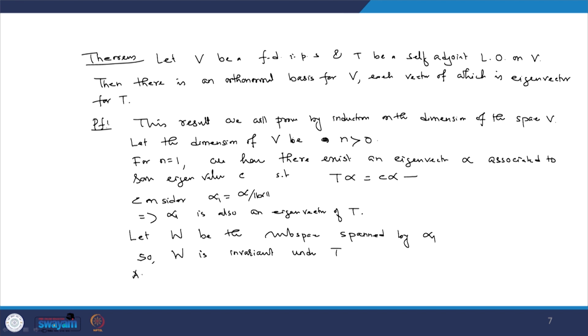So, according to our last result, W complement will be invariant under T star, that is T, because T equals T star here. So, the dimension of W complement is n minus 1.